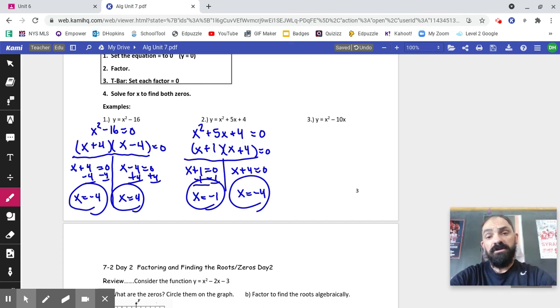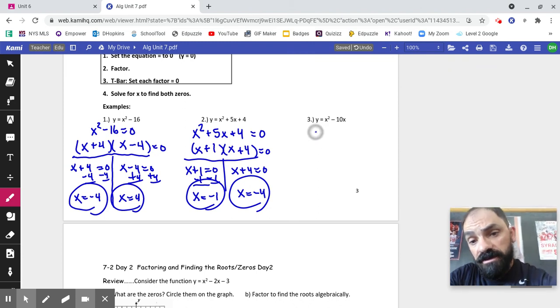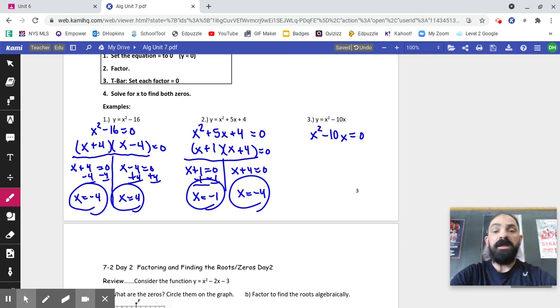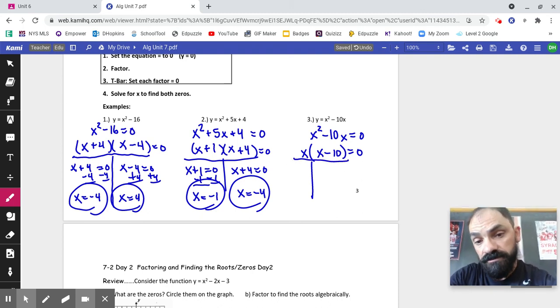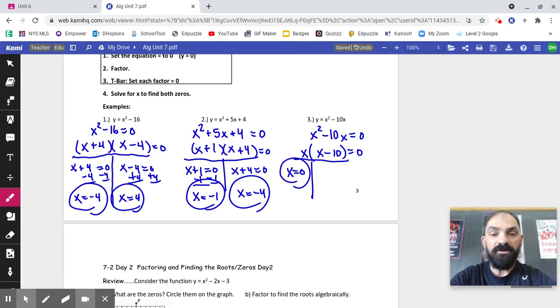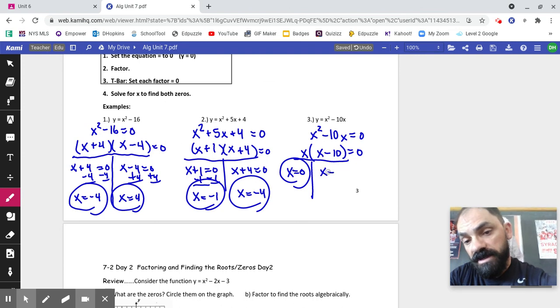And lastly, if I set this equation equal to 0, I get x squared minus 10x equals 0. I have to factor this. X minus 10 equals 0. And then t-bar it. So this one has a GCF. It's different from the other two. X equals 0, that's already solved for. And over here, x minus 10 equals 0, so therefore x equals 10.